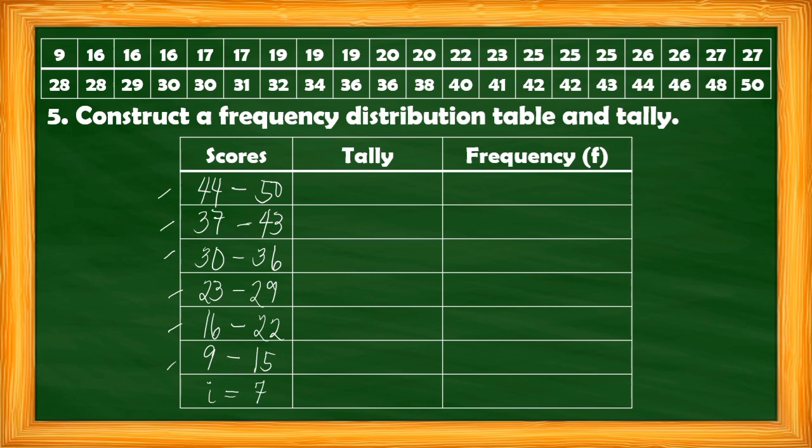So, mag-start tayo sa 9 to 15. So, titignan natin yung mga scores diyan sa table sa taas. So, ilan ang mga scores na nakapaloob sa range na 9 to 15? Basically, isa lang siya. Kaya yung tali natin, isa lang din. Okay, next. 16 to 22 naman. So, ayan. 1, 2, 3, 4, 5, 6, 7, 8, 9, 10, 11. So, ibig sabihin, meron tayong 11 scores na nakapaloob sa 16 to 22.